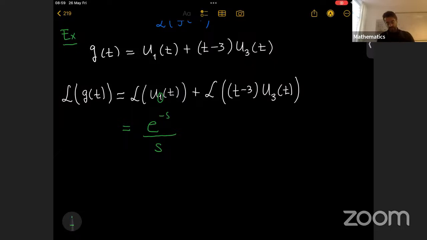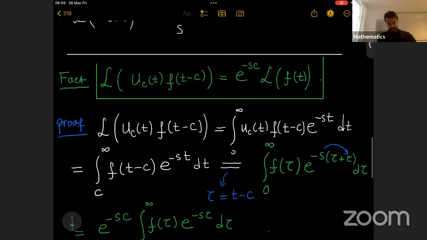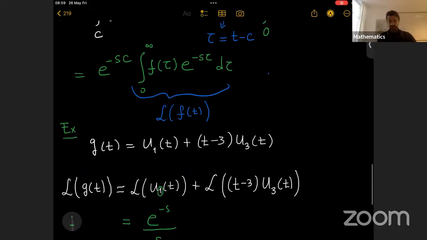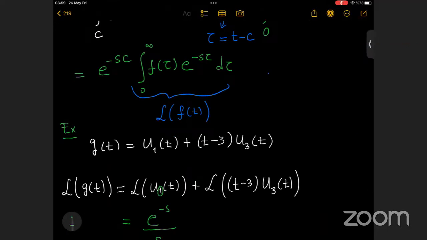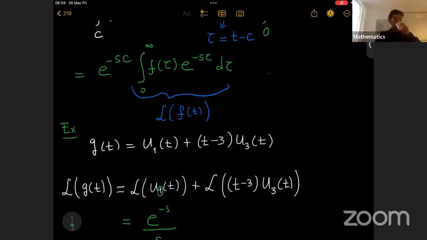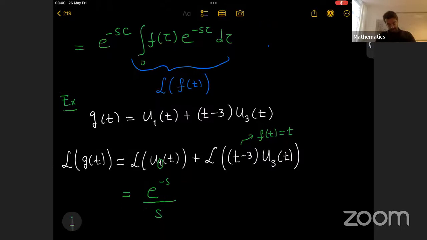Now we have a shift, t minus 3. So what you can do is you can think of this like in the box here, UCT f t minus c. What is f in this example? What is f of t here? Just t. Can you guess? Just t. Good. It is just t because when f of t is equal to t, then f of t minus 3 will be equal to t minus 3, and you will get this, right?